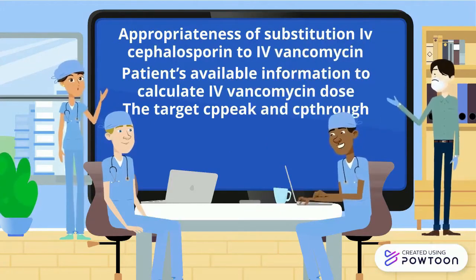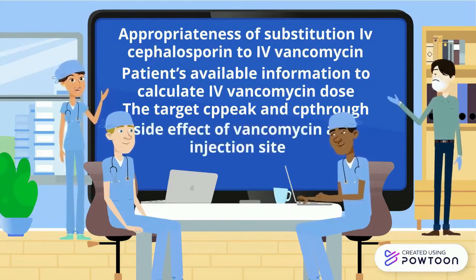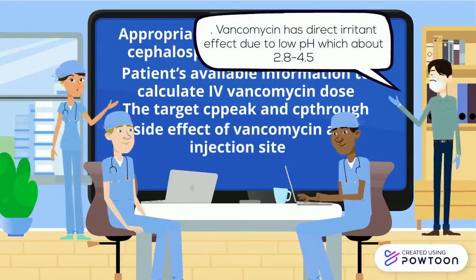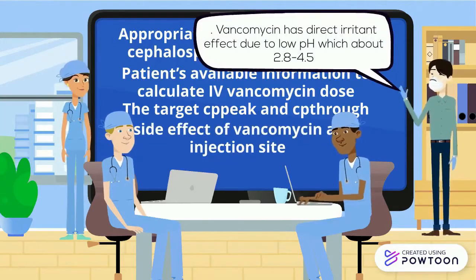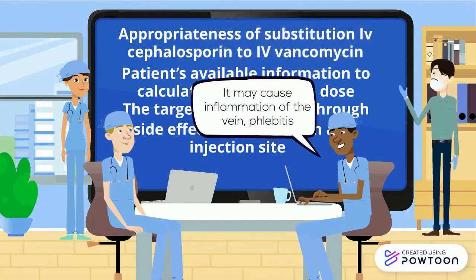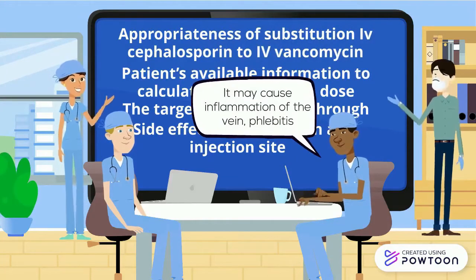The next assessment is about the side effect of vancomycin at the site of injection. Vancomycin has a direct irritant effect due to its low pH, which is about 2.8 to 4.5. It may increase inflammation of the vein, causing phlebitis.